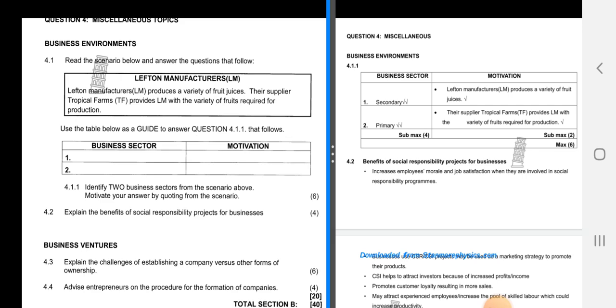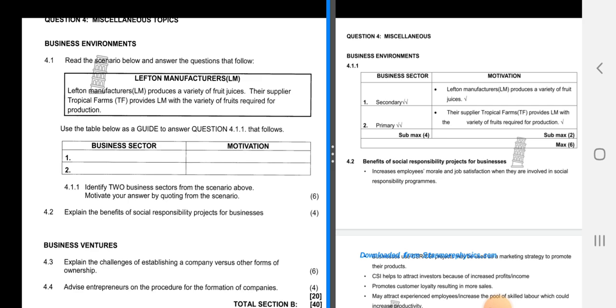The manufacturer produces a variety of fruit juices. The supplier Tropical Farm provides LM with the variety of fruits required for the production. So use the table below as a guide to answer question 4.1.1 that follows. Question 4.1.1 says, identify 2 business sectors from the scenario above.